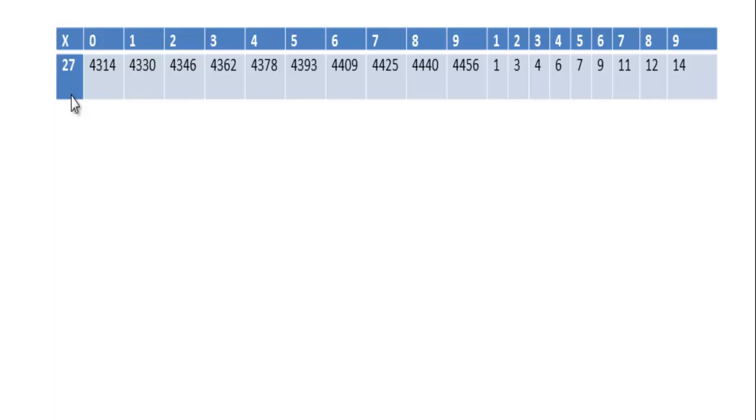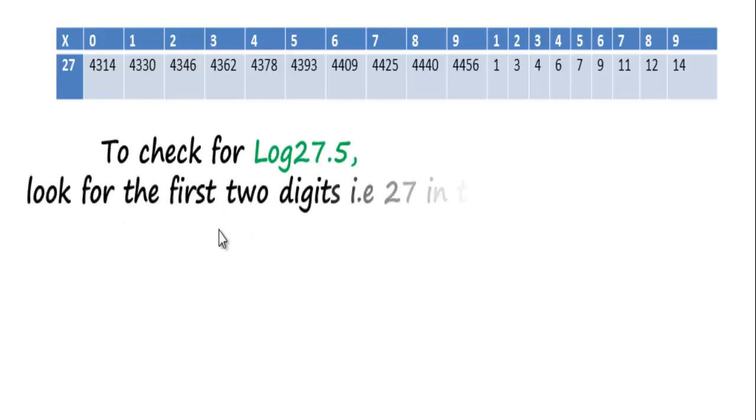But we just pick 27 because we are using log 27.5 as an example. You understand now? So let's move on. Now to check for log 27.5, look for the first 2 digits, which is 27 here, and then the 0.5 under 5, which is now going to be this one.